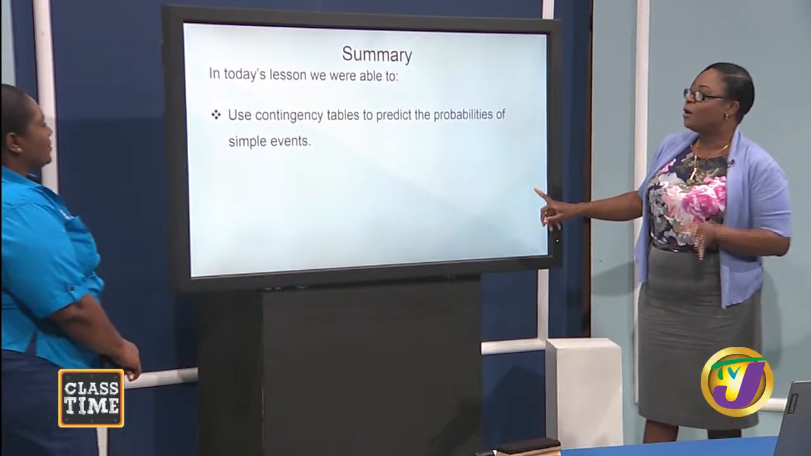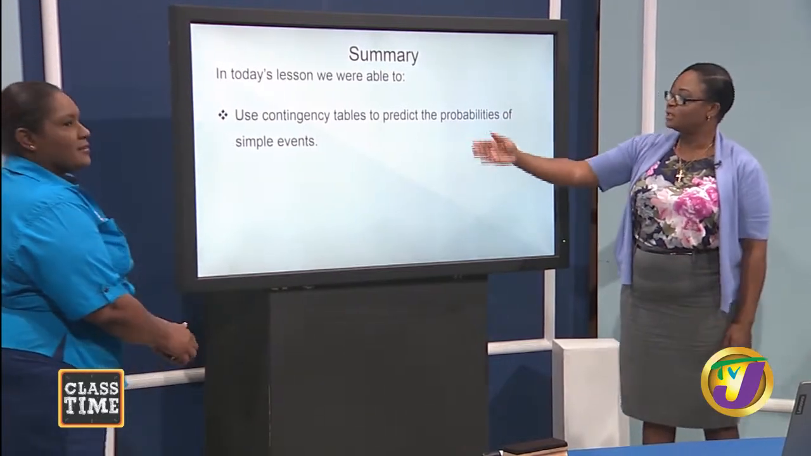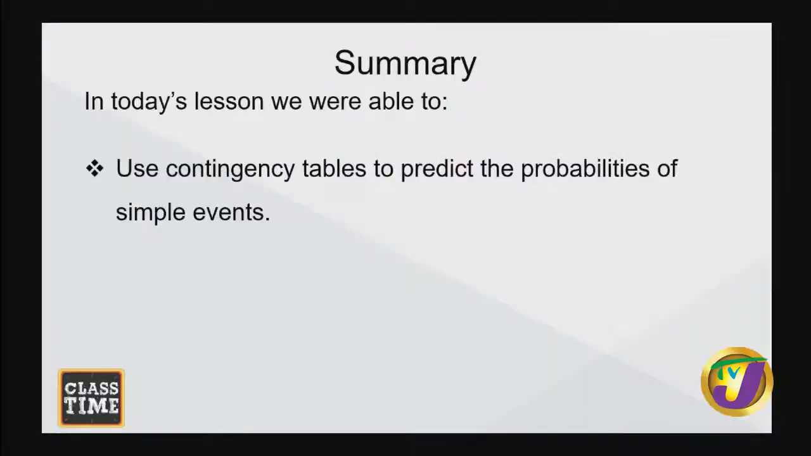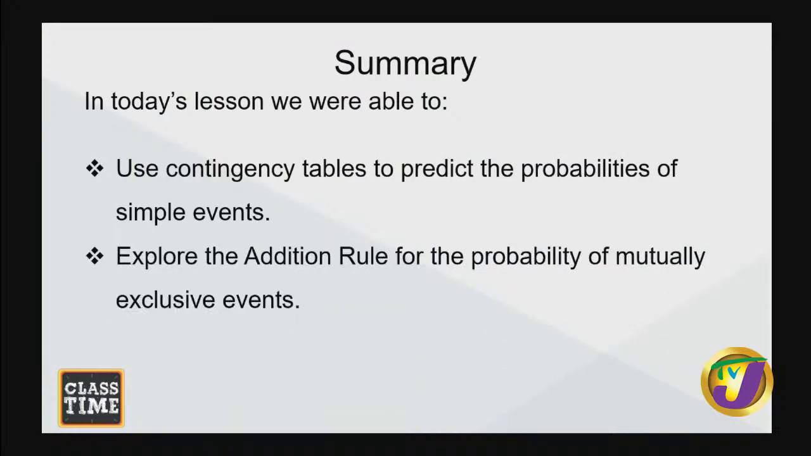Today, we would have learned about the use of the contingency table to predict the probabilities of simple events, as well as explore the addition rule for the probability of mutually exclusive events.